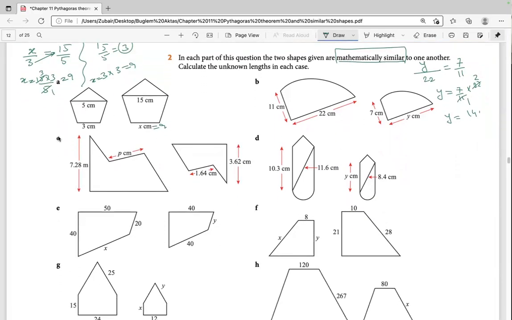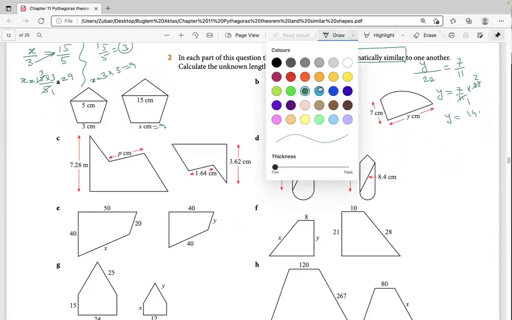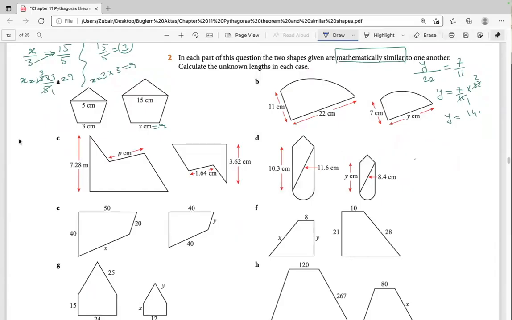C part. Well, we can do 7.28 divided by 3.62 equals to P over 1.64. Very good. So P is equal, use your calculator. Let me know the answer.